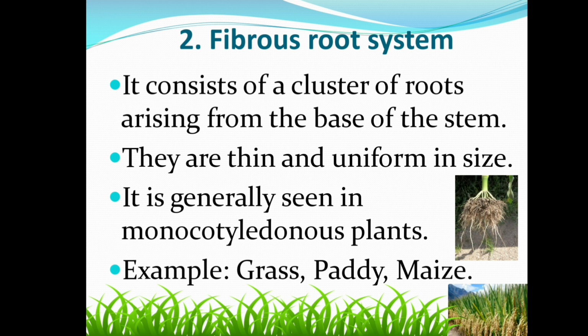So what is fibrous root system? It consists of a cluster of roots. You can see here in the picture, these are the cluster of roots which are growing from the base of the stem. They are very thin and uniform in size. These roots are generally seen in monocotyledonous plants. The examples are grass, paddy and maize. All these plants have fibrous roots.